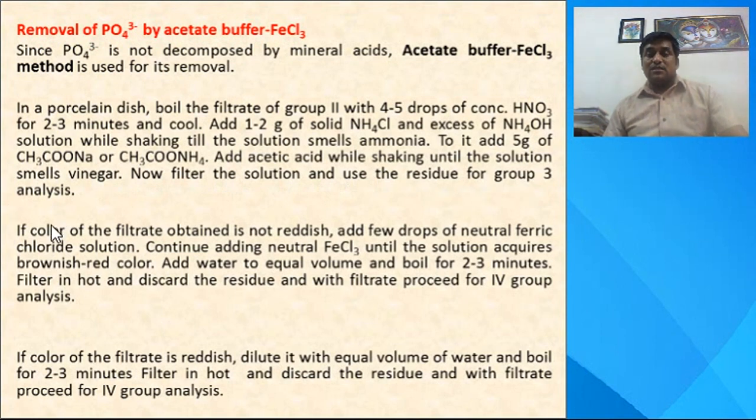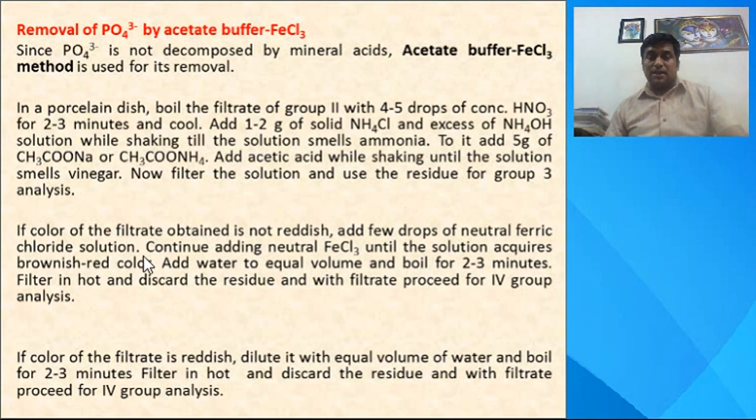Now, what about the group 3 residue and filtrate? If the color of the filtrate obtained is not reddish, that means iron is not present, so add a few drops of neutral ferric chloride solution. How do we neutralize ferric chloride solution? The ferric chloride solution normally available on our bench is acidic, so you need to neutralize it by adding ammonia. We keep adding ammonia till we get a precipitate. The excess precipitate can either be filtered or dissolved by adding the original ferric chloride solution. That's how we neutralize ferric chloride.